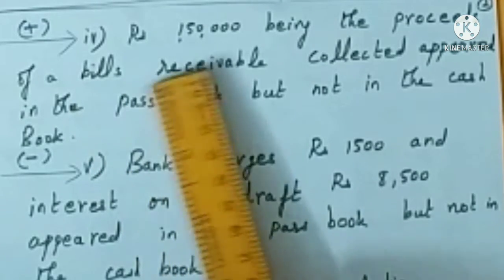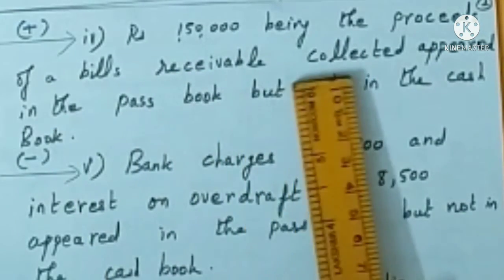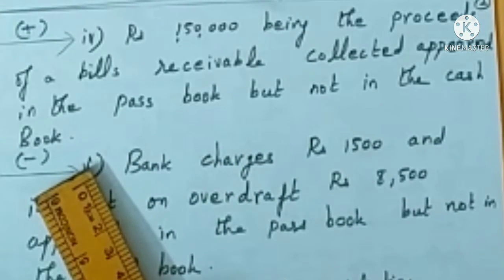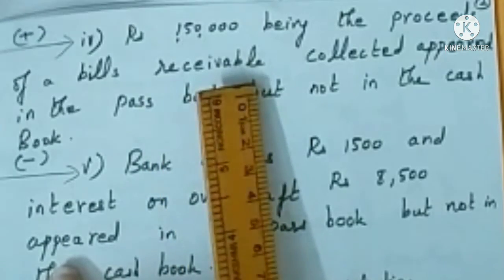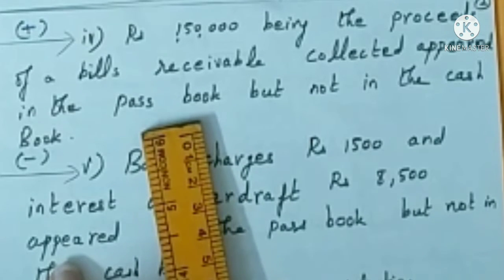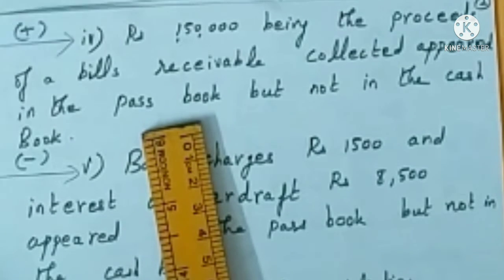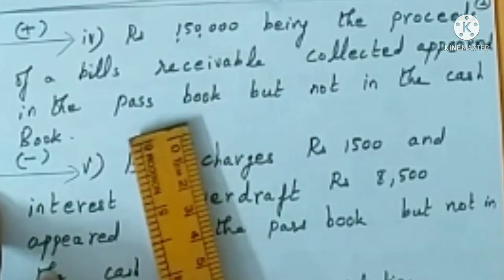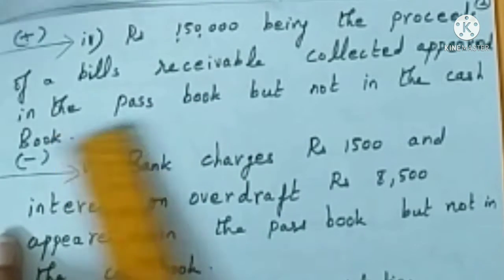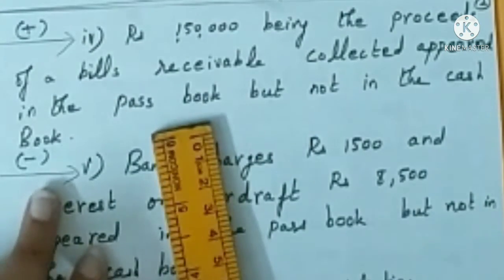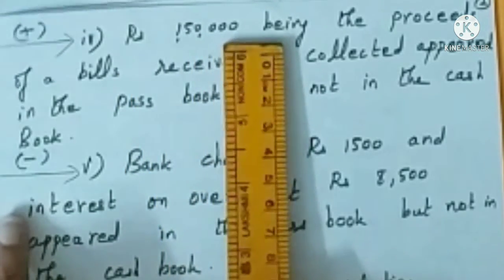Next one. Rupees 1,50,000 being the proceeds of a bills receivable collected appeared in the passbook but not in the cash book. That is, we have to receive some amount from outsiders. That is bills receivable. That job has been done by our banker, so it is immediately recorded in our passbook. So what is happening for the passbook now? The passbook balance is increasing, but the cash book balance is not increasing because we are not aware of this 1,50,000 being collected from outsiders, isn't it? So now we should always focus on passbook as we are starting from bank overdraft as per cash book, isn't it? So now this rupees 1,50,000 is added.